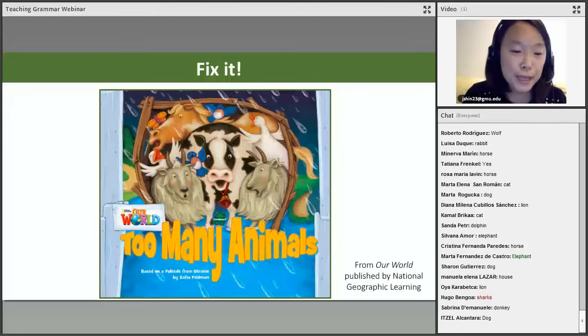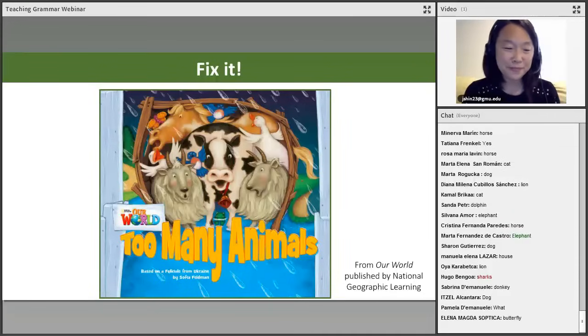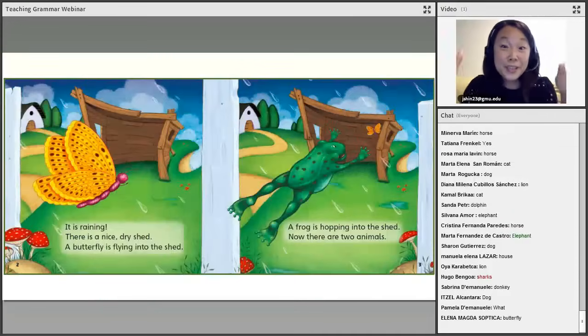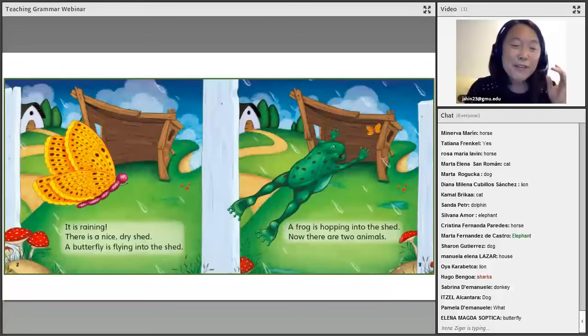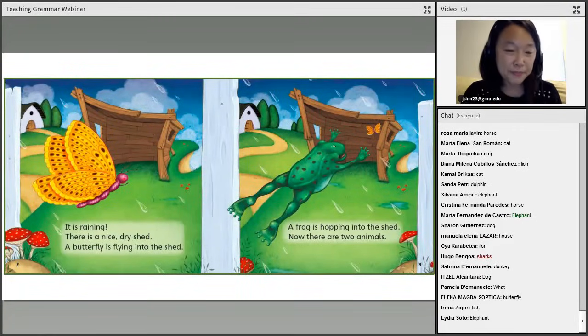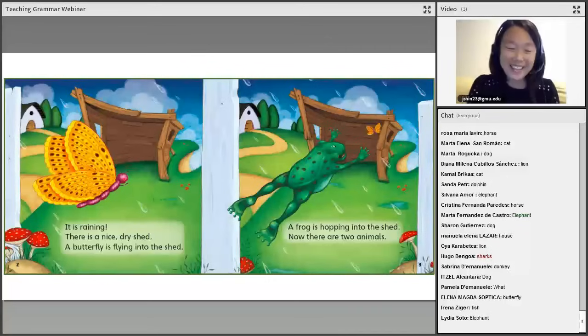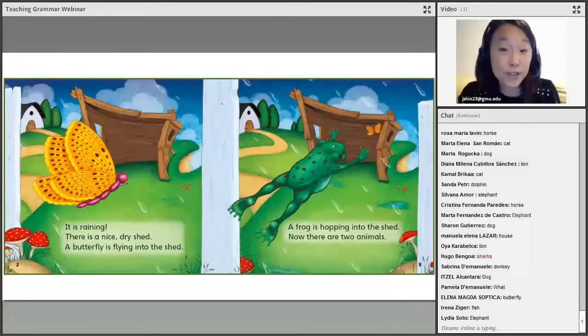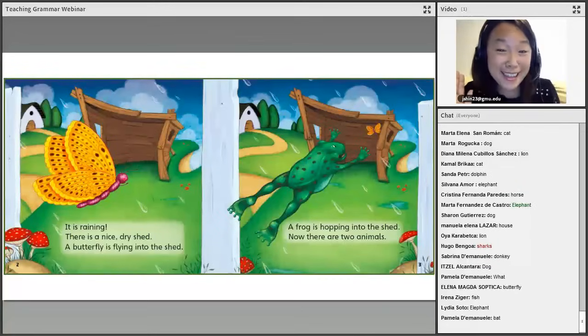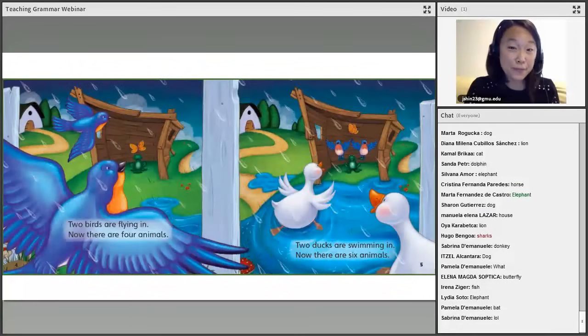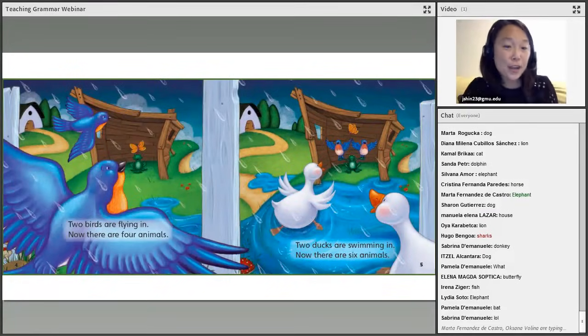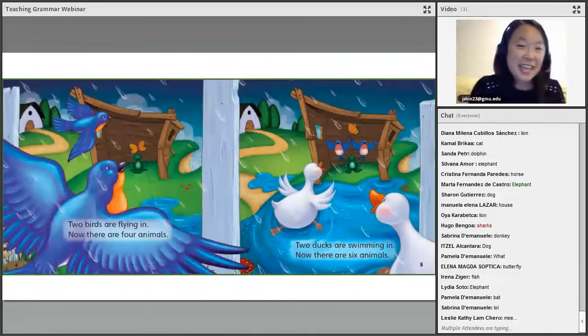It's called Too Many Animals by Sophia Feldman. It is raining. There is a nice dry shed. A butterfly is flying into the shed. Does someone have a butterfly? Oh, that's your favorite animal. A frog is hopping into the shed. Who has a frog? Yay! Now there are two animals. Two birds are flying in. Who has a bird?